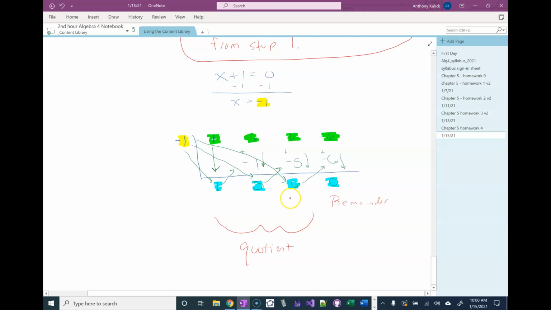The next number to the left of the remainder is the constant term. The next number would be the x coefficient. After that would be the x squared coefficient. After that, if there was a number, in this case there's not, would be the x cubed coefficient, and so on and so forth.